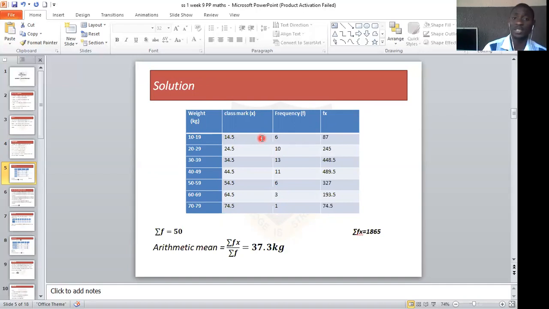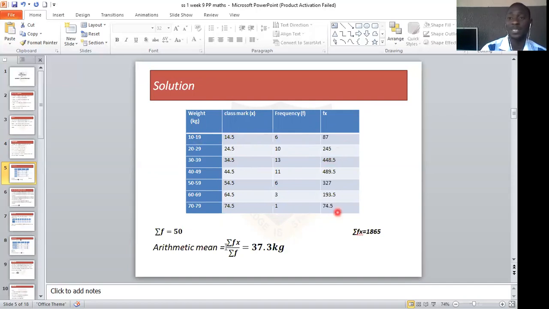Now you multiply. In your individual class, you look at the fx, that is the summation of fx. Now your x stands as your class mark. Unlike that of the ungrouped data, your x now is your class mark. So you multiply 14.5 times 6 to give you 87. 24.5 times 10 will give you 245. 34.5 times 13 will give you this, and it goes down to 74.5 times 1, which gives 74.5.